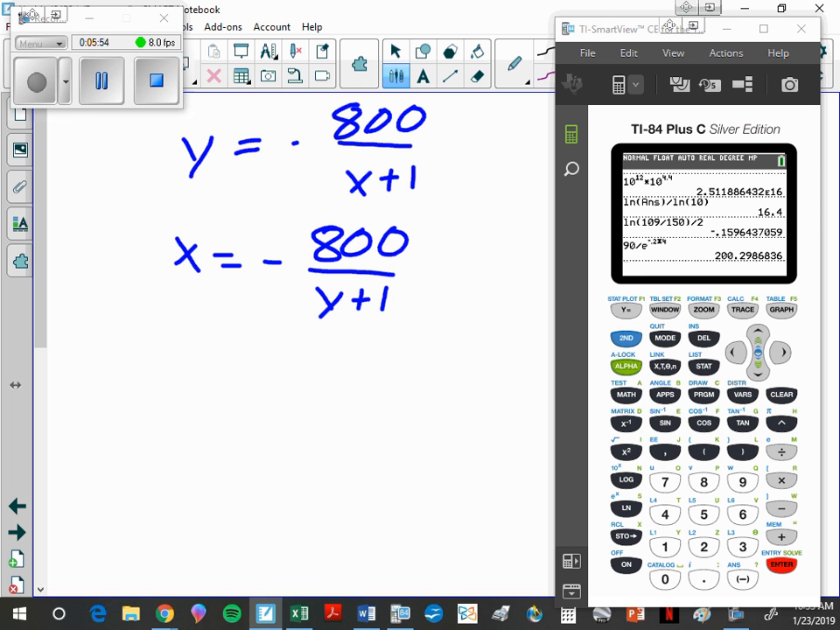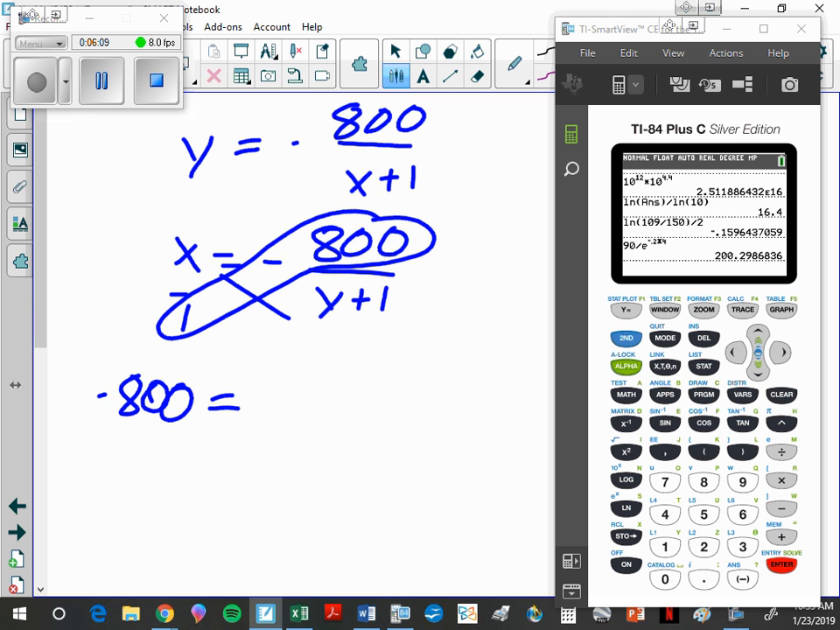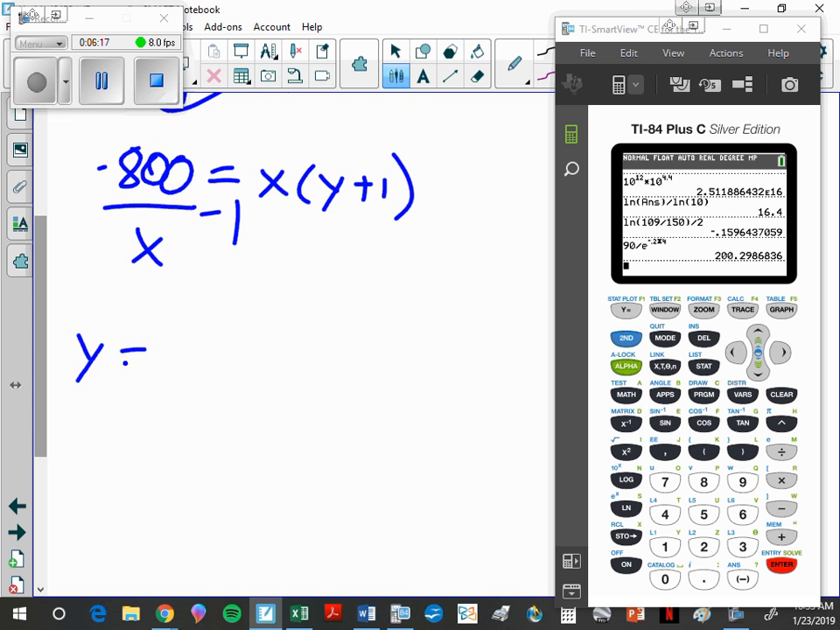What should I do here? Put x over 1 and cross multiply. And that negative has to belong to something, so let's put it with the 800. So we'll cross multiply that. Negative 800 is equal to x times y plus 1. So I divide by x, and then I subtract 1. So y is equal to negative 800 over x minus 1.